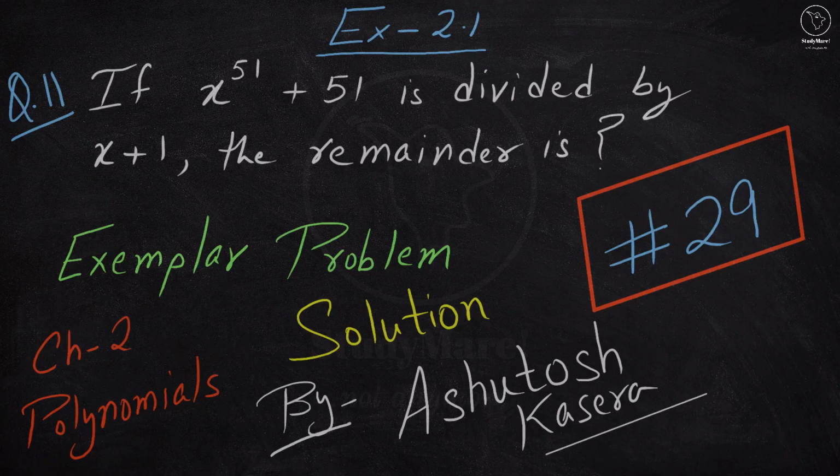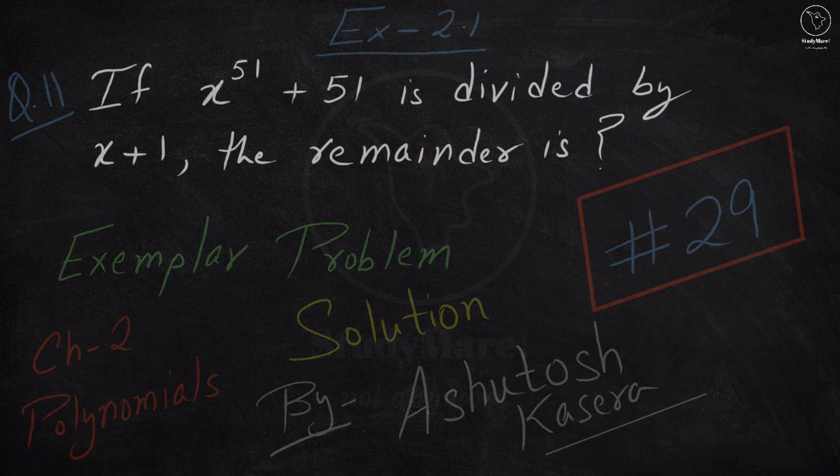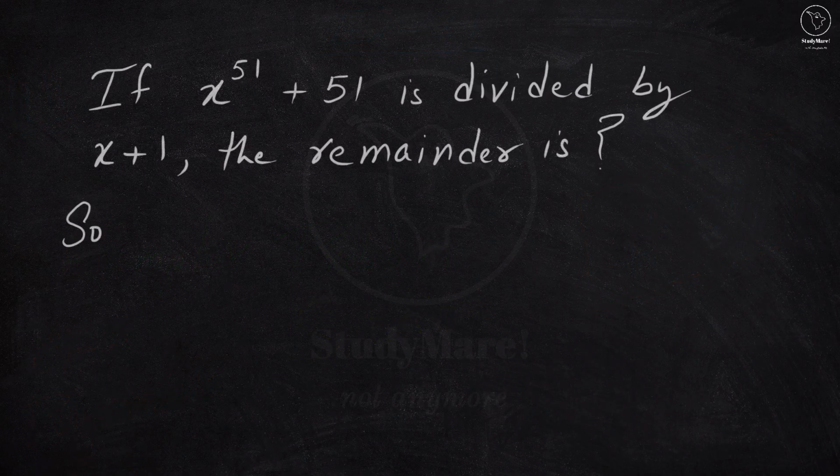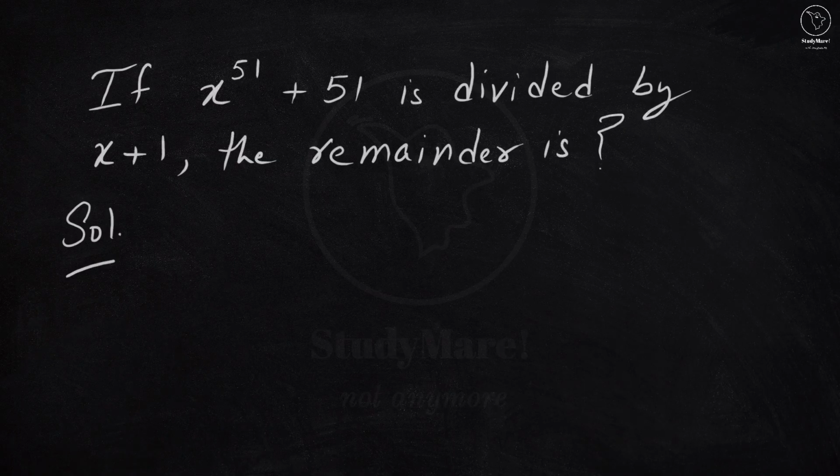If x to the power 51 plus 51 is divided by x plus 1, the remainder is what? Let us solve this question. It looks complex, but it is not.